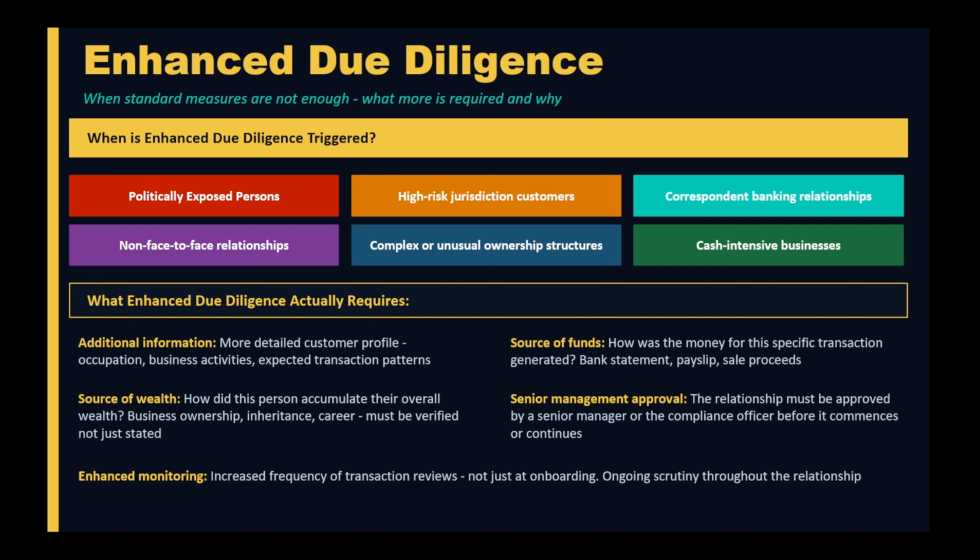Enhanced monitoring. That is, increased frequency and depth of transaction review throughout the relationship. Ongoing monitoring must be proportionate to the risk level, not set once and forgotten. So everything done under EDD must be documented: the rationale, the evidence, and the approval. Regulators will audit this. If it is not written down, it did not happen.